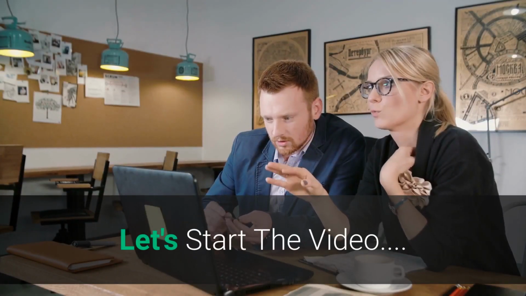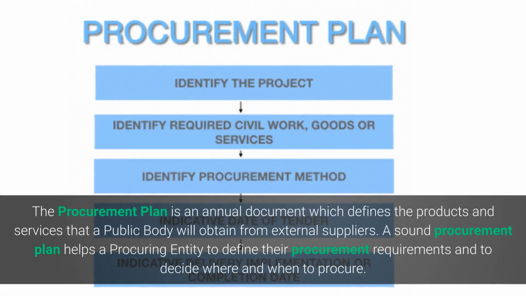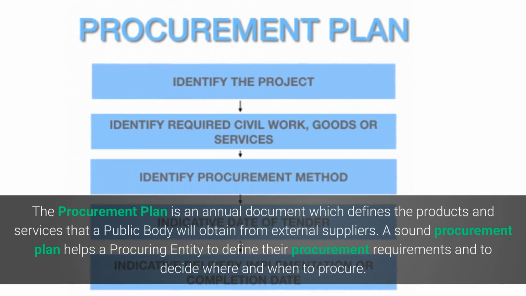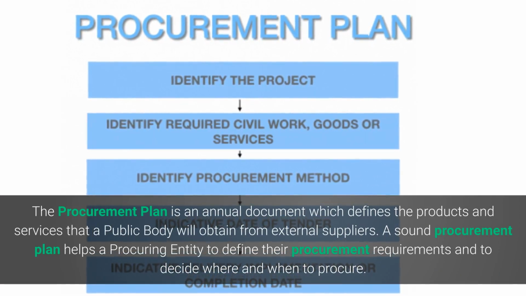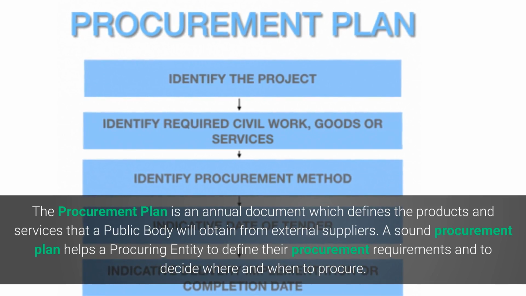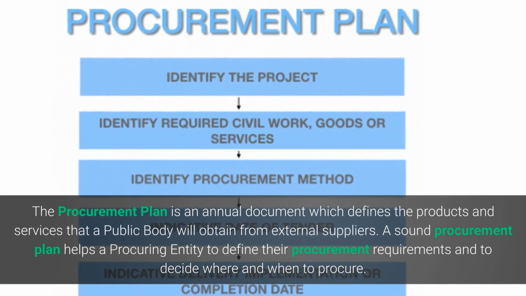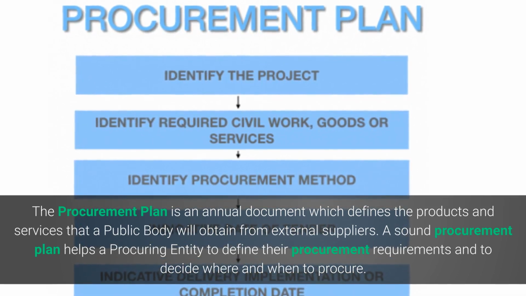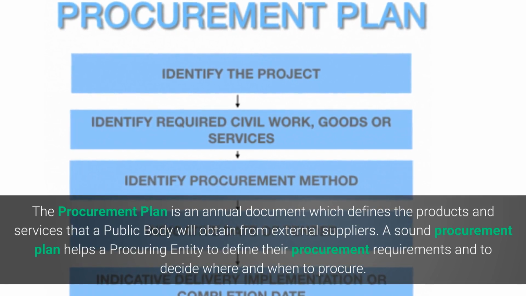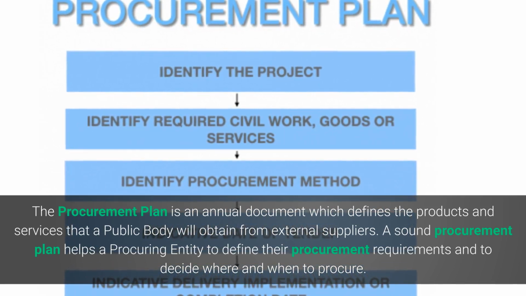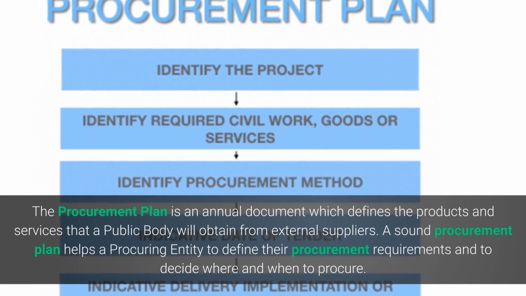Let's start the video. The Procurement Plan is an annual document which defines the products and services that a public body will obtain from external suppliers. A sound procurement plan helps a procuring entity to define their procurement requirements and to decide where and when to procure.